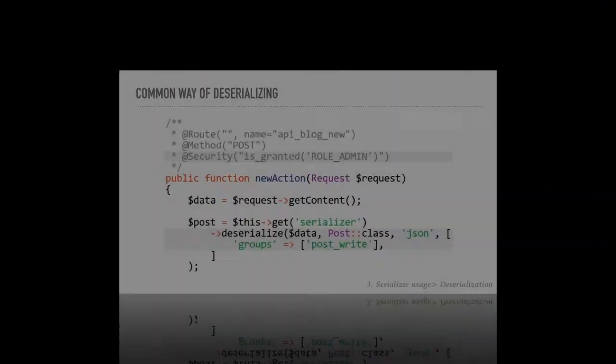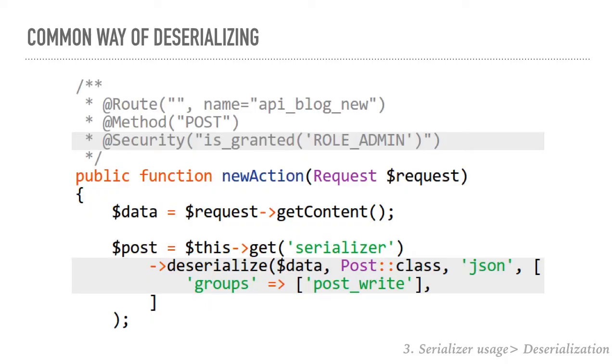All right. So this was all about serialization. Now let's talk about deserialization. The common way of deserializing, remember, is about having the formatted string and having at the end an object. I just have, let's say, in my action, in here, I'm saying I need to create a new post. So I'm going to receive data from the user in JSON, let's say. I'm just going to call the method deserialize on the serializer service.